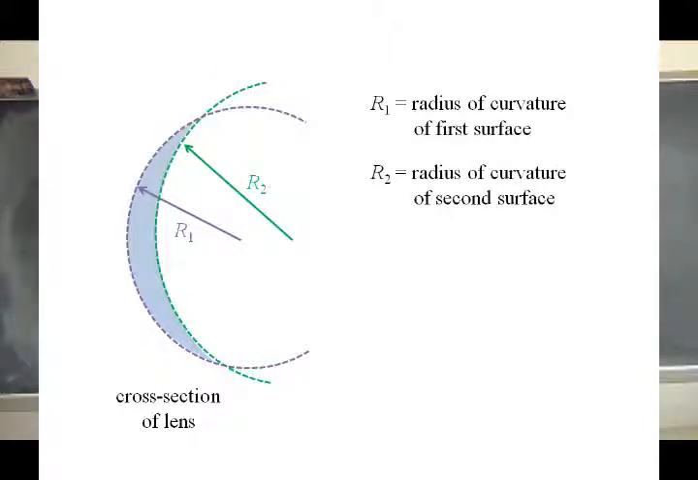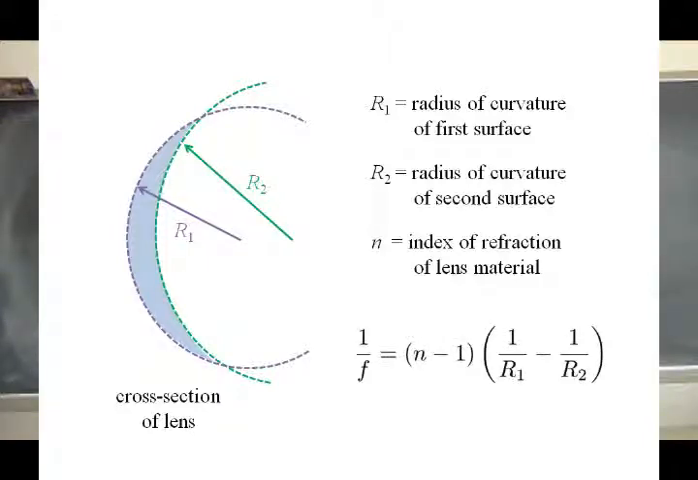Now, if the radii of curvature are in this direction, they're both of the same sign. They're both positive. We can see, though, that R2 is a little bit larger than R1 in this case. It's a shallower curve, so it's a part of a bigger sphere. And finally, the material of the lens has an index of refraction of n. And when you put these things all together, you get the following equation, that 1 over the focal length of the lens is n minus 1 times 1 over R1 minus 1 over R2.